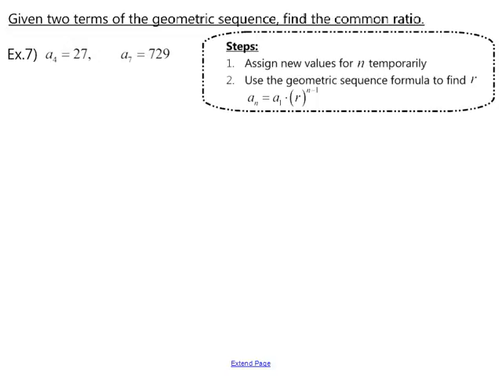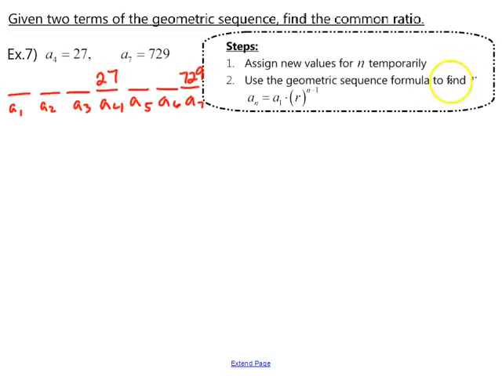In this next example, we're given 2 terms of the geometric sequence, and we need to find the common ratio r. So the first thing we're going to do is lay out the steps that we have. 1, 2, 3, 4, 5, 6, 7. I made 7 slots because if we count from the first term all the way up to the 7th term, we're given that our 4th term is 27 and our 7th term is 729.